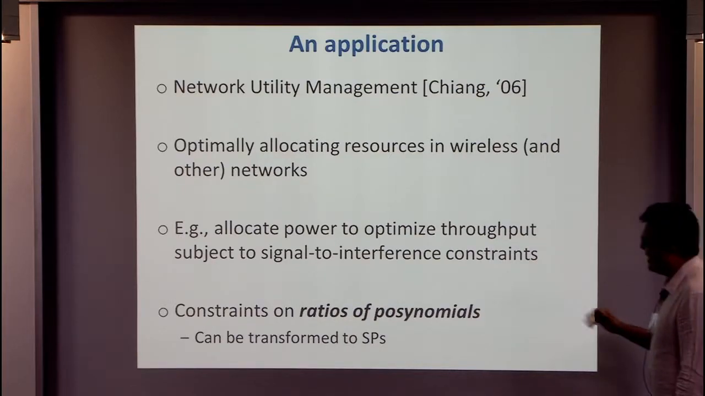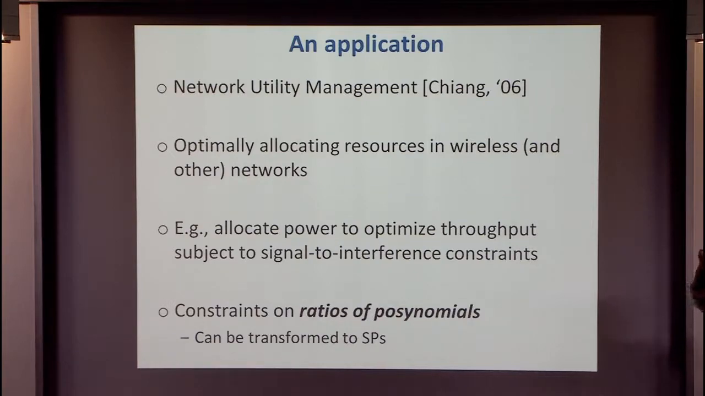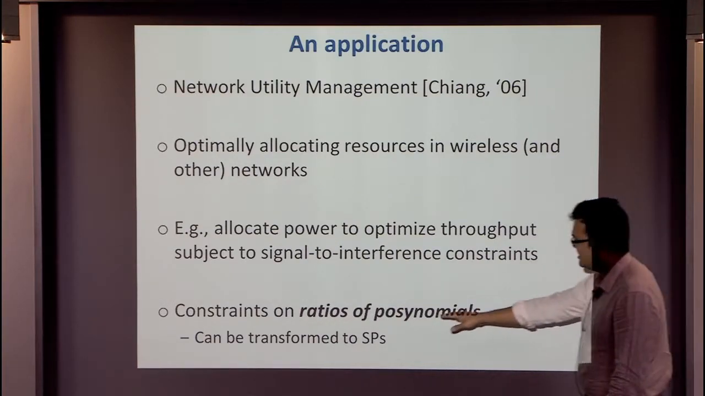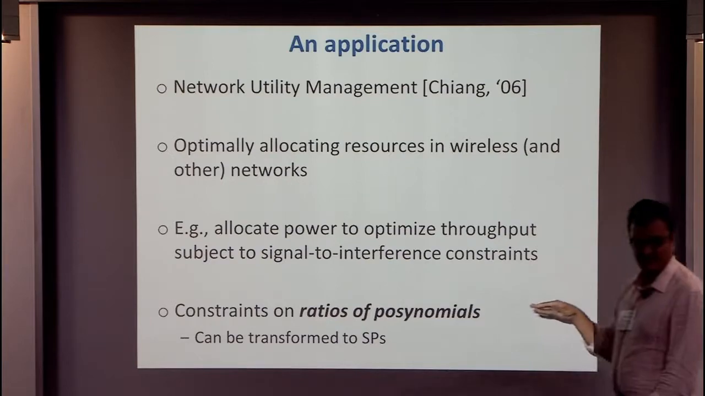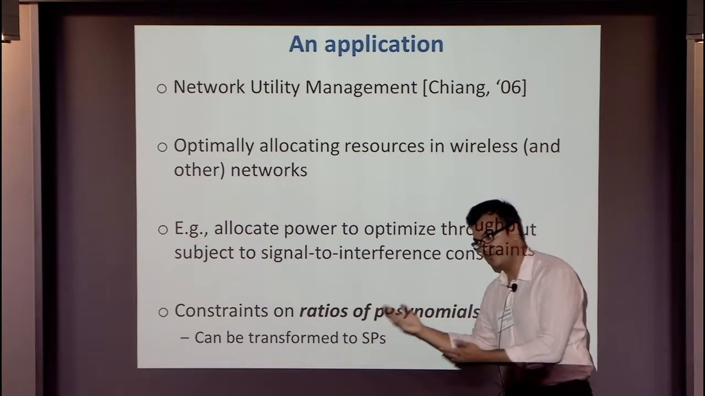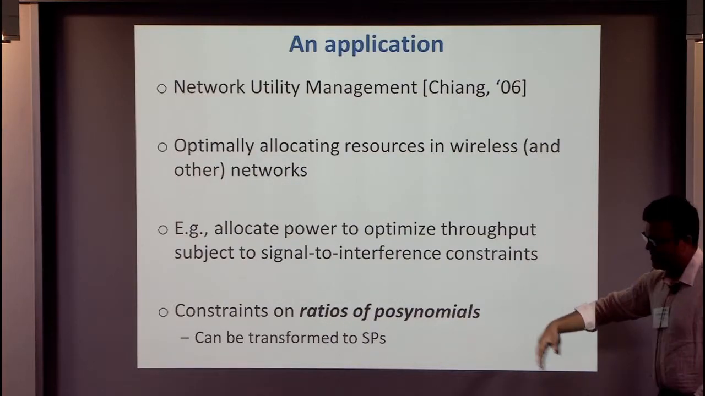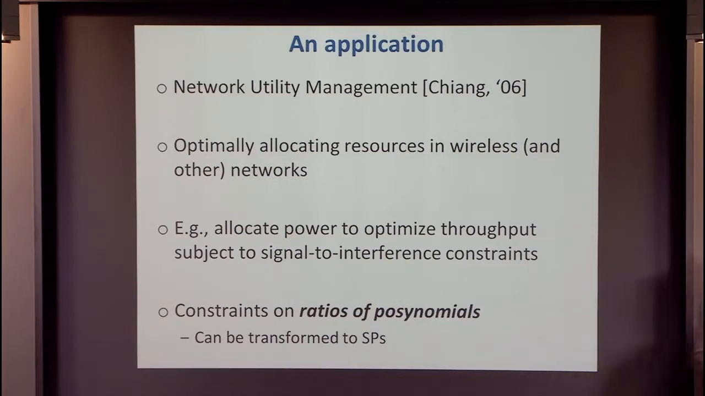The thing I'd like to highlight is that when you look at these signal to interference type constraints, you end up with constraints on ratios of polynomials. Ratios of polynomials can be transformed to Signomial type constraints. That's one of the interesting things you can do when you allow yourself Signomial type inequalities. You can go from just upper bound constraints on polynomials to more general types of constraints, rational functions of these things and so forth.